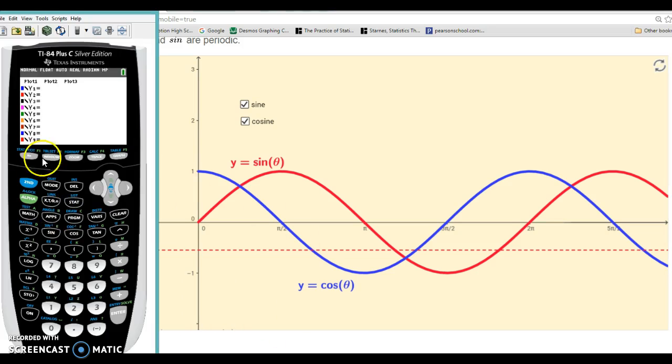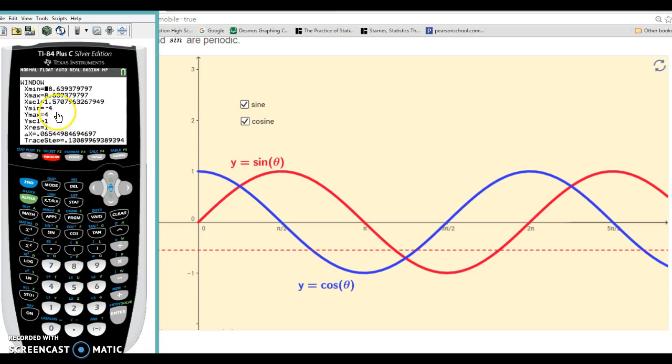I'm going to graph sine of x, so sine button x. I'm going to make sure that I'm in radian mode. Anytime we graph this chapter, we'll be in radian mode. And I'm going to hit zoom 7, which is zoom trig. And there is my graph of my sine function. Okay, so on this one I can see both positive and negative.